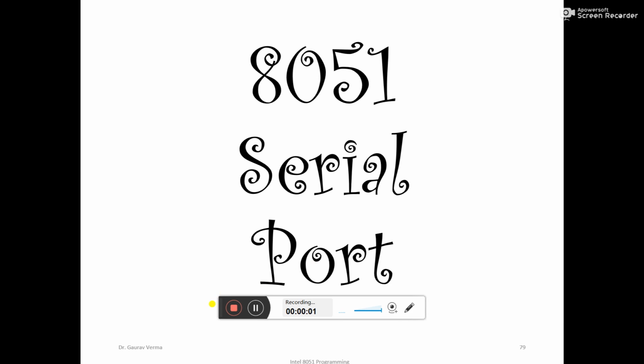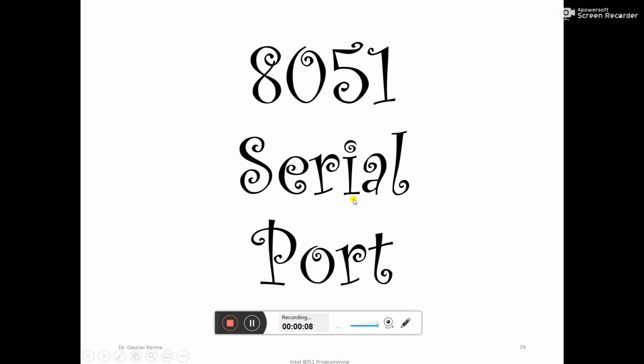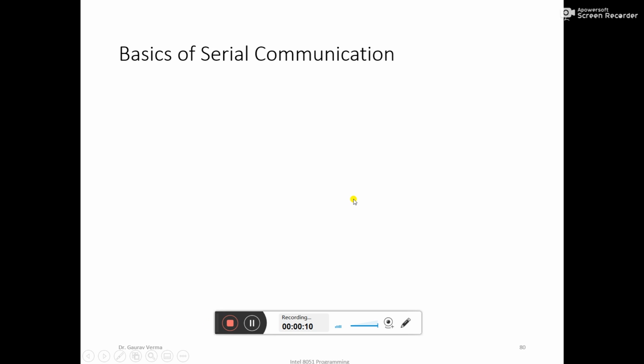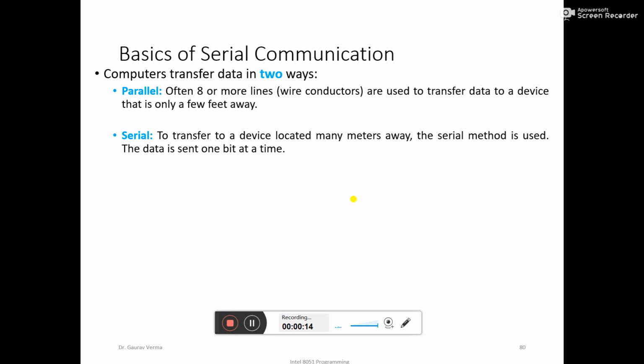Hello students. So now let's start the 8051 serial port. In this we will discuss the basics of serial communication. Here two types of communication are there: parallel communication and serial communication.